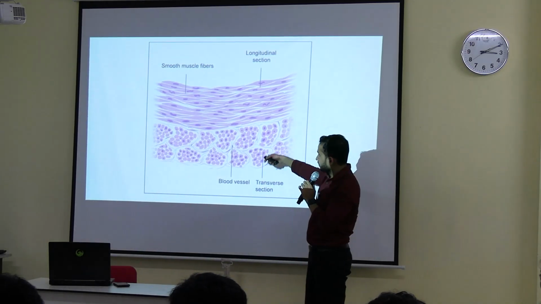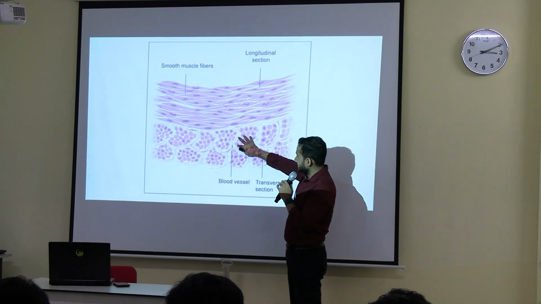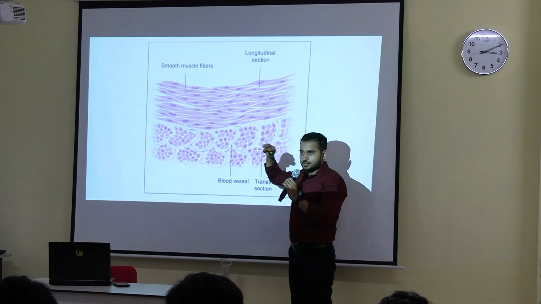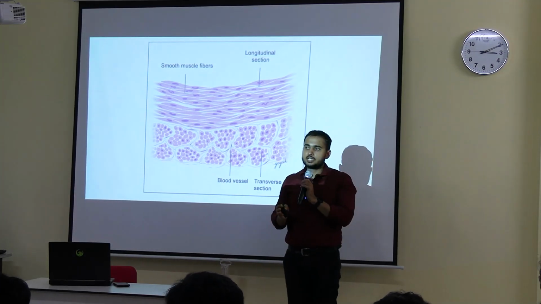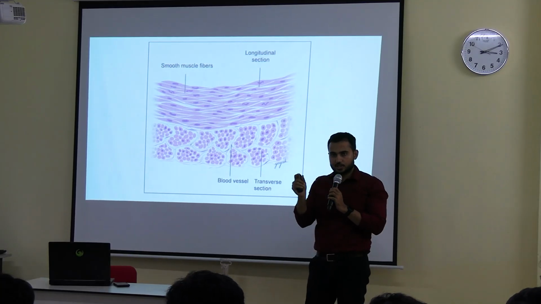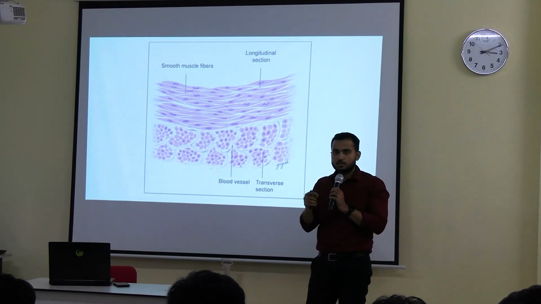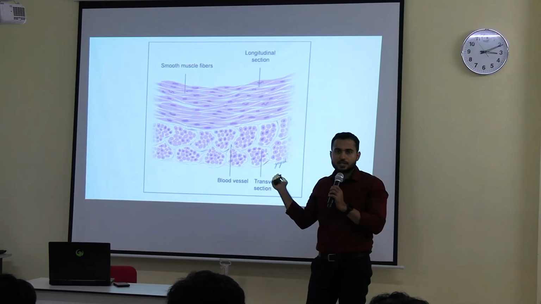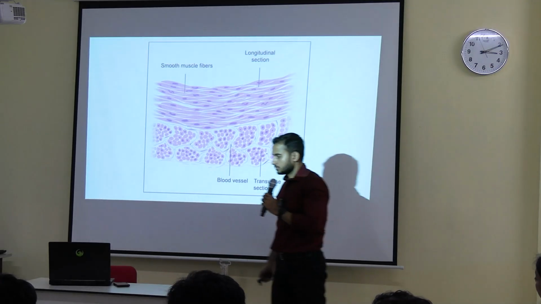So today I will show you both the sections. I will be showing you the TS also, I will be showing you the LS also. But kindly keep that in mind, in case of smooth muscle fibers, if you want to see the actual shape of the fibers, which section is helpful? LS, longitudinal section.